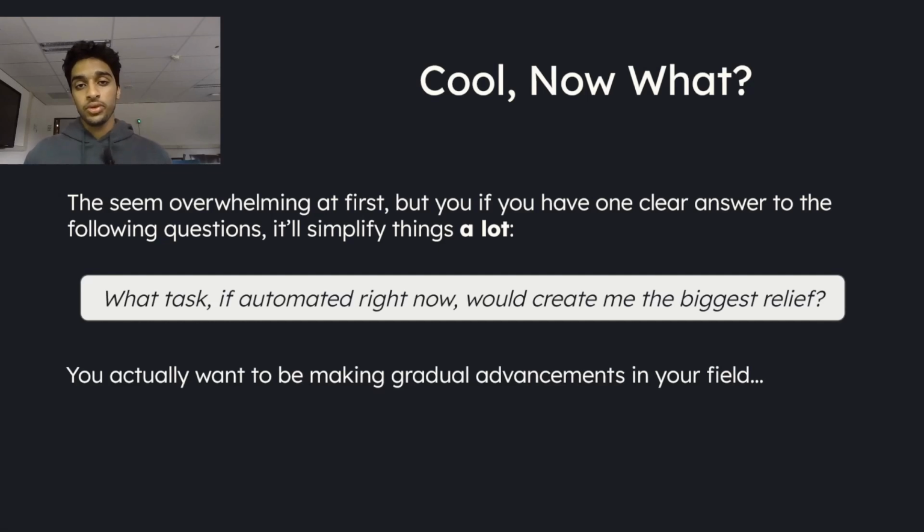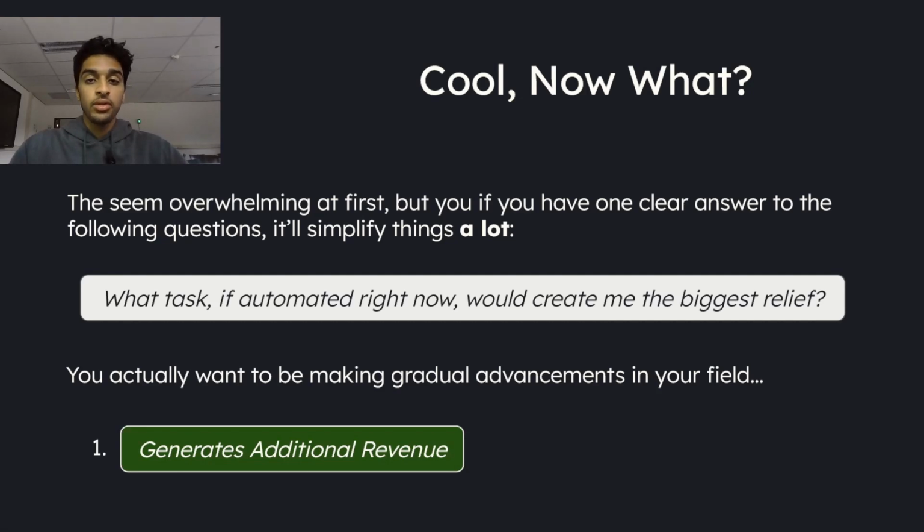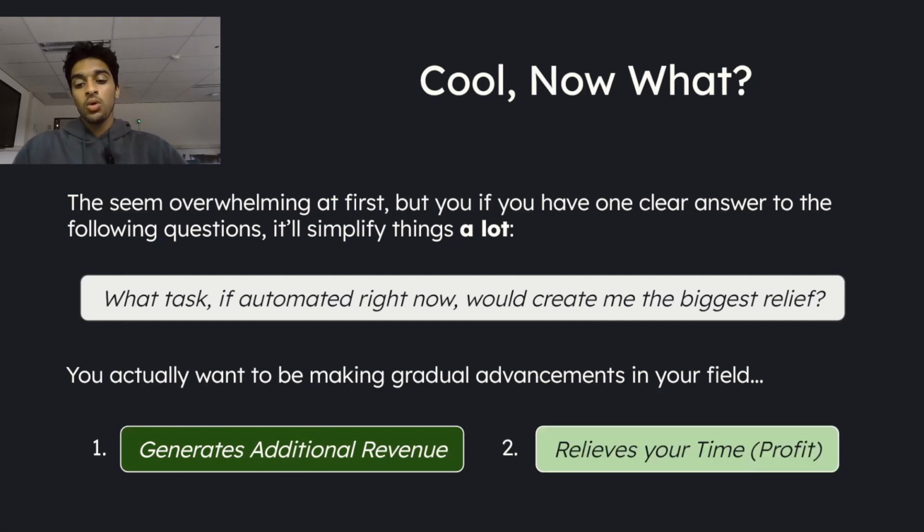And this is actually a nice way to think of it, because in this space you want to be creating small but gradual steps to advancing in your field. And pretty much every single automation that's out there can be divided into 2 subcategories, which is it either generates additional revenue or it relieves your time. And you sort of want to start at the second one, right? I know it sounds a bit counterintuitive, but you want to see what you can eliminate first and then think about deploying systems that help you add additional revenue.